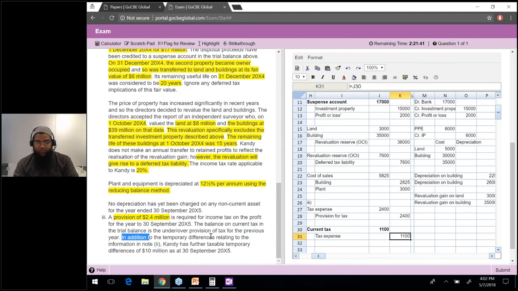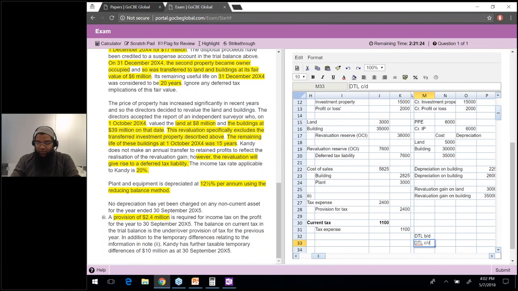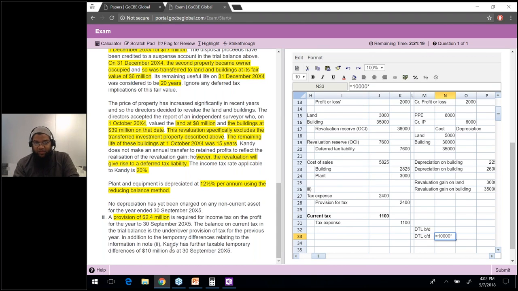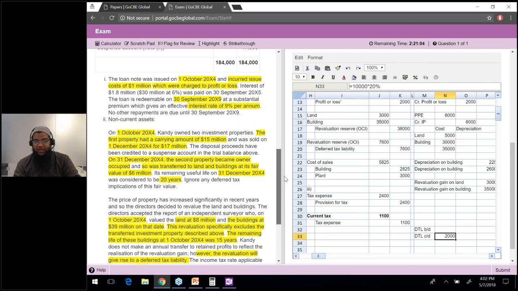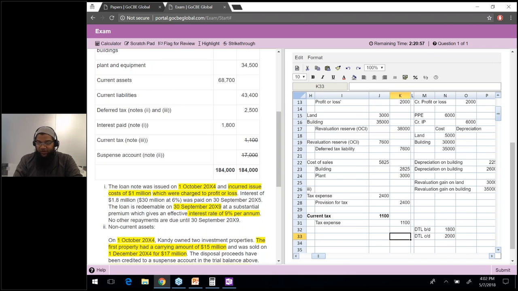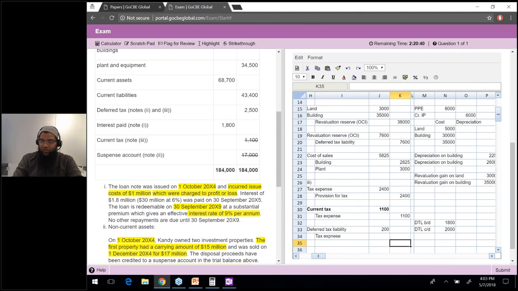Now the question further says, in addition to the temporary differences relating to information 2, that was revaluation, Candy has further taxable temporary differences of $10 million. So the question is talking about deferred tax liability now. So we had a deferred tax liability brought down, and the question is informing the deferred tax liability carried down. 10,000 of taxable temporary differences into 20% tax rate will give us a deferred tax liability of 2,000. And if I go upwards and see the brought down balance of the deferred tax liability, it was actually 1,800. So this means that the deferred tax liability needs to be decreased. So my entry is going to be deferred tax liability debit by 200, which is 2000 minus 1800, and tax expense credit by 200.